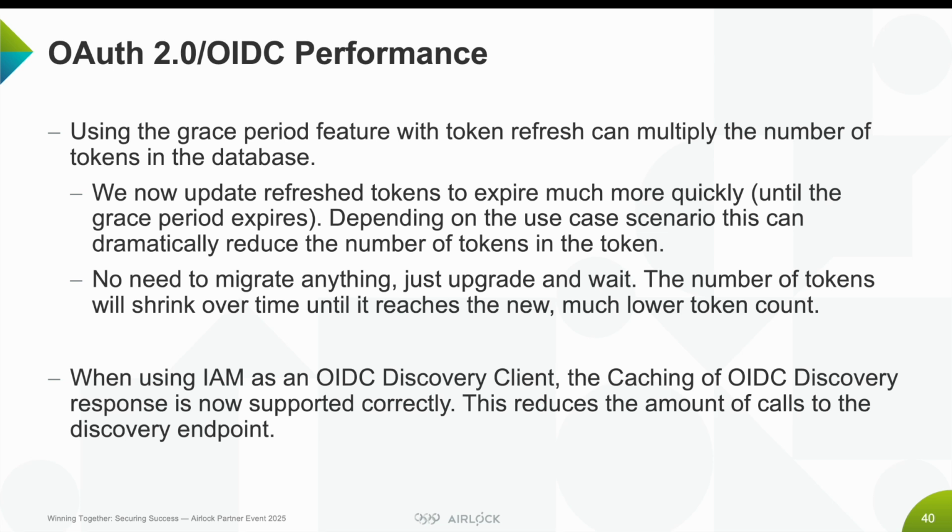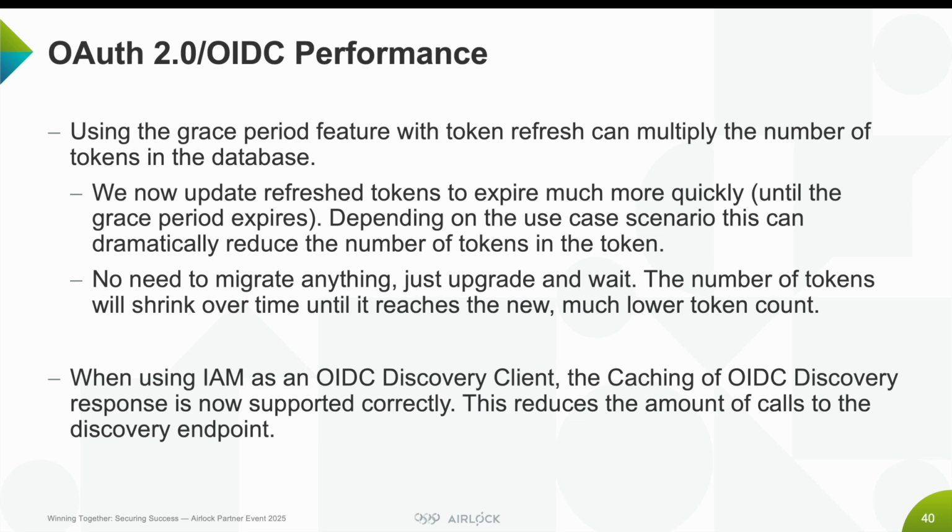We have made an analysis, and in one situation, this was a reduction in the number of tokens in the database by about 80, almost 90%. Now, the nice thing is this is under the hood. If you're upgrading to IAM 8.4, it will just do it and will use the new policies. There's no configuration involved, and over time you will see that the number of tokens will actually shrink.